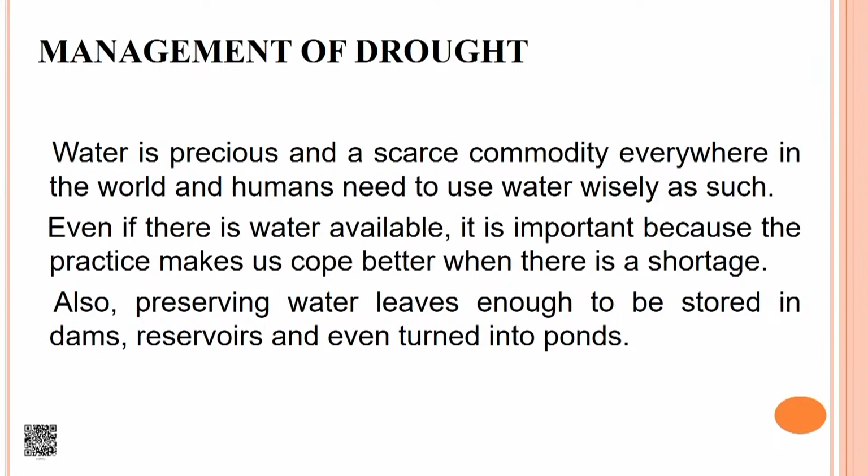We know water is a precious and scarce commodity everywhere in the world, and humans need to use water wisely. Even if there is water available, it is important because the practice makes us cope better than when there is a shortage. Also, preserved water leaves enough to be stored in drains, reservoirs and even turned into ponds. We must learn to conserve water even if there is no drought. With the right attitude towards water, we are better prepared to face the impact in case there is any shortage.